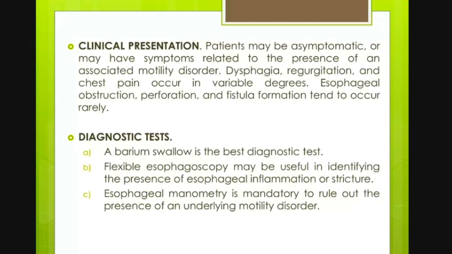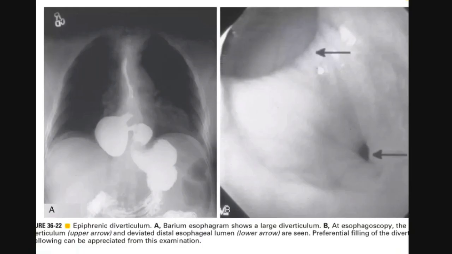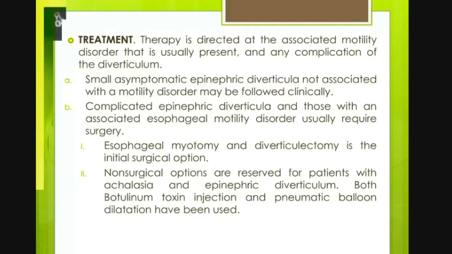Diagnosis, as we remember, most importantly, we do a barium swallow and esophagoscopy. Beside that, we do an esophageal myotomy. This is how the epiphrenic diverticulum will appear in the lower part of the esophagus. And this is how we can see it by endoscopy. It is a small opening, by endoscopy, leading to the diverticulum.